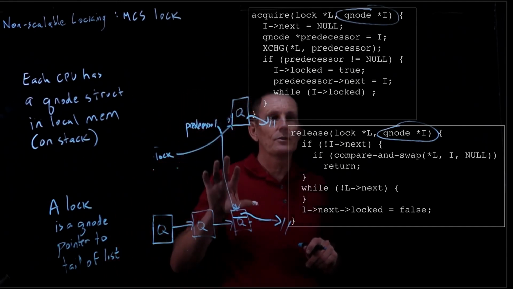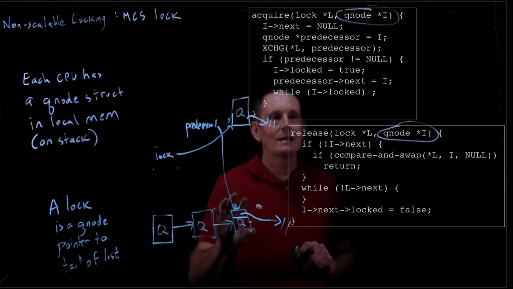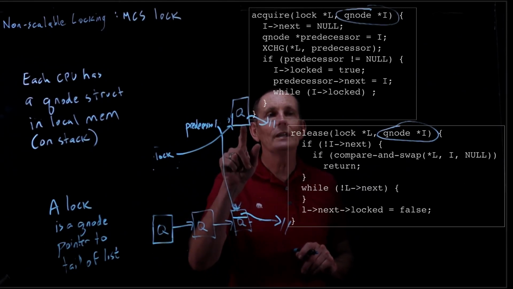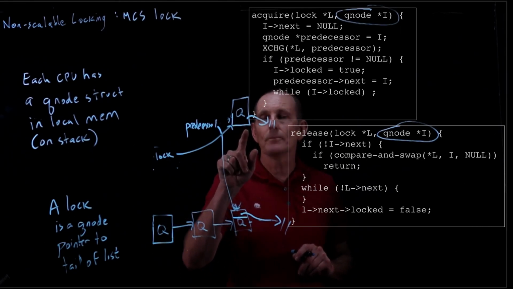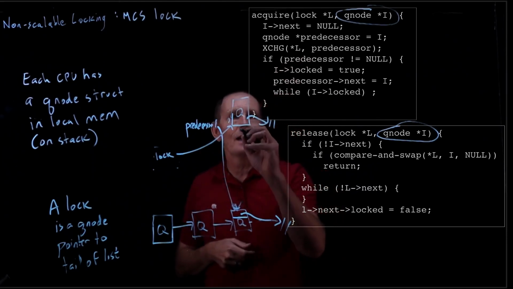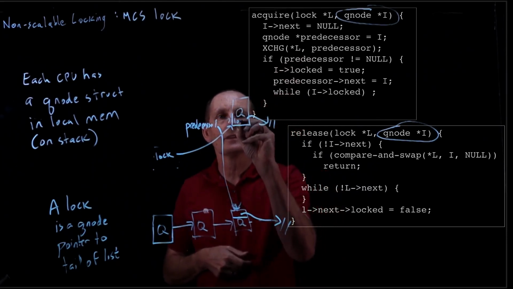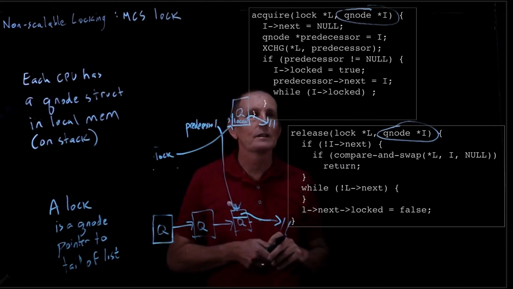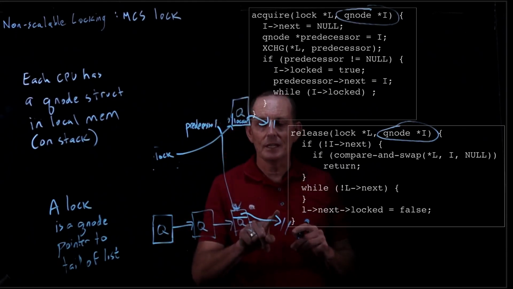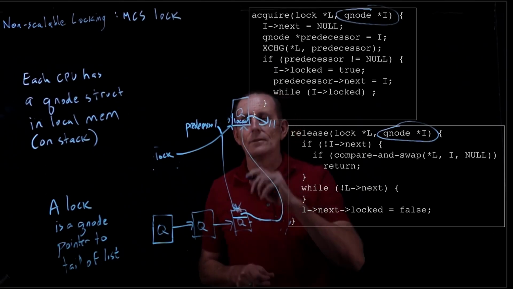If predecessor is now null, that means there was no last. There was no one in the queue waiting, and therefore we have acquired the lock, and we're done. Otherwise, we're going to go ahead and mark this node as locked. Right, we'll mark that as locked, and then we will go ahead and update this to here.